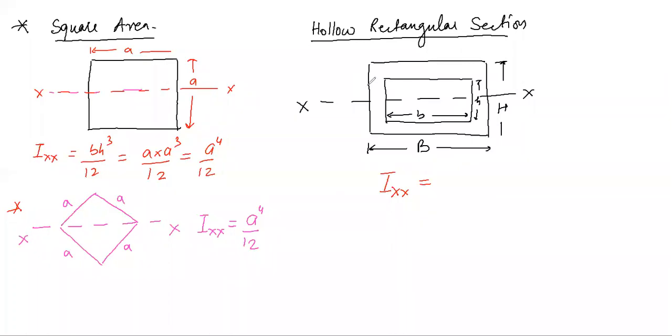Sir, capital BH cube by 12 minus small bh cube by 12. Exactly. Capital BH cube by 12 minus small bh cube by 12. This is very easy and you can answer this quickly. Okay? So moving to the next part. I know this topic is easy to everyone, but still it is important.